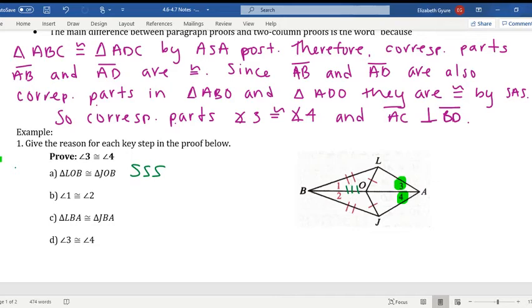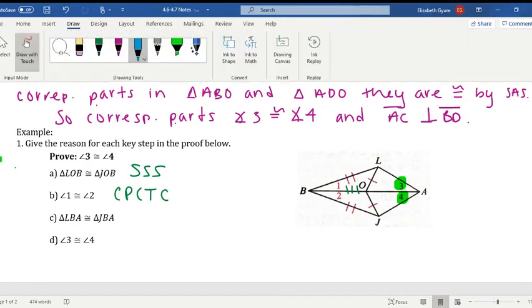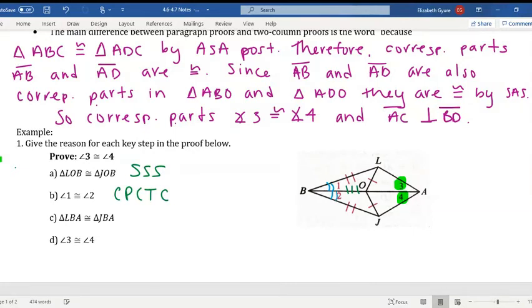What then allows us to imply that angle 1 is congruent to 2? Melissa? Yep, CPCTC. Those are corresponding parts of congruent triangles. Okay, so now I know that angles 1 and 2 are congruent. How can I then imply that angle LBA is congruent to JBA? We have that angles 1 and 2 are congruent, 3 and 4 are congruent. Think about what else you would have to know, and then what theorem that would be. Melissa? Side angle side.